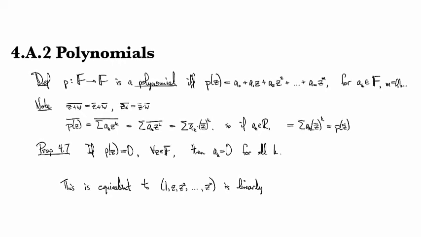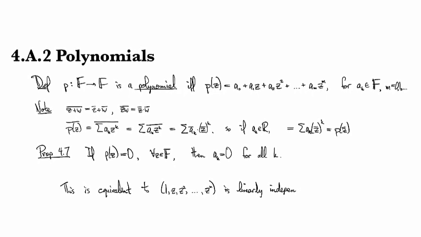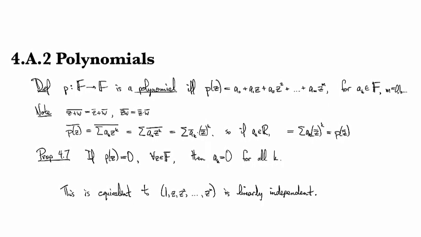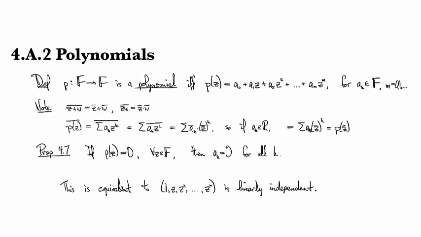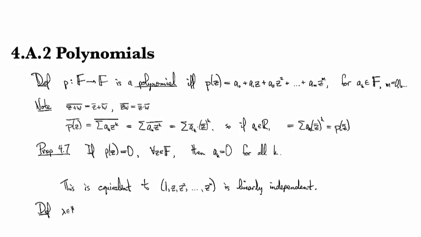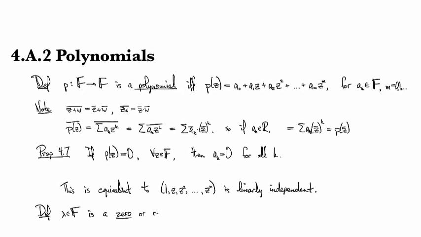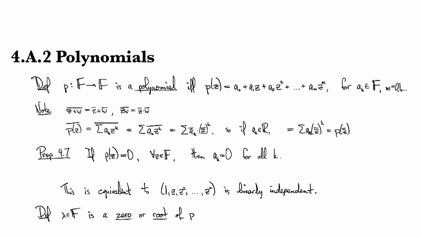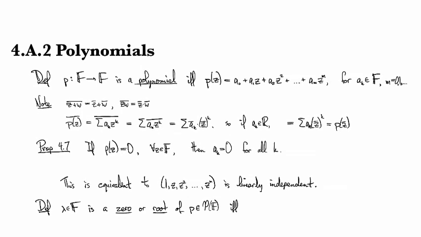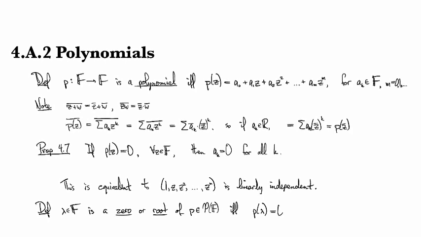So if you write down what it means for this to be linearly independent in terms of a dependence relation, then setting it equal to 0 gives you immediately that proposition. So then we say that lambda is a 0 or root of a polynomial p if and only if, when you plug it in, so when you substitute its value in for the variable z, you get 0.